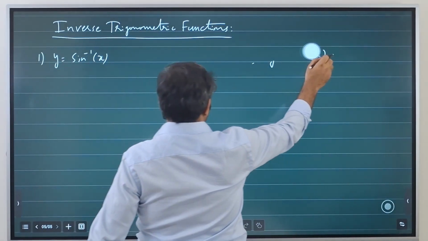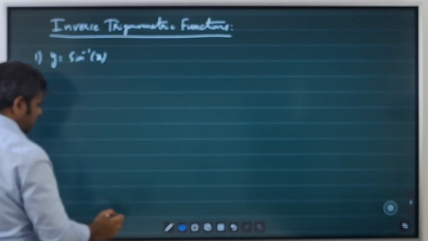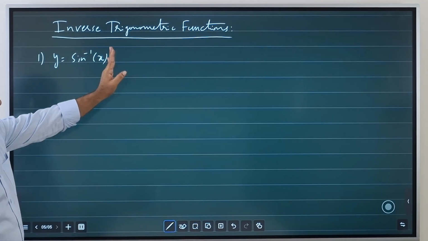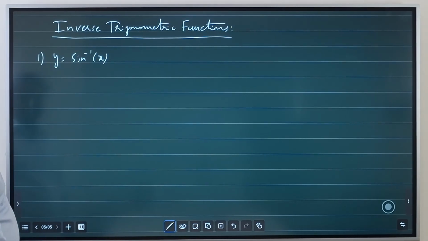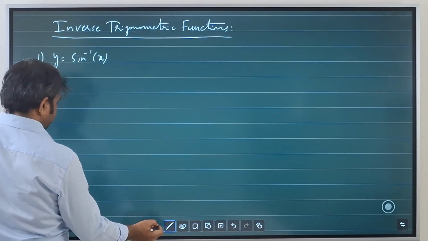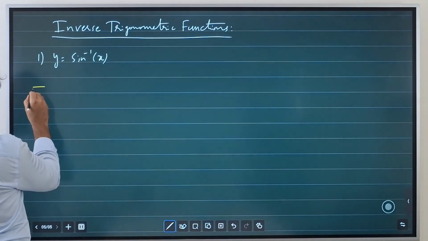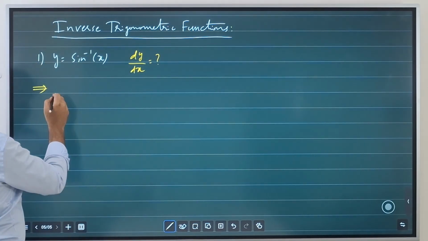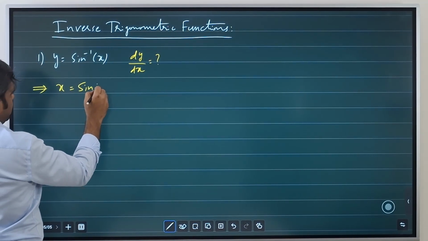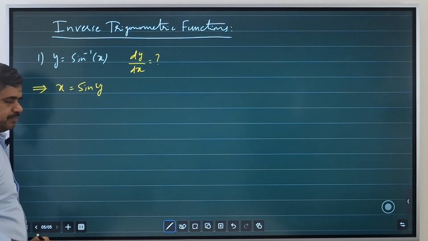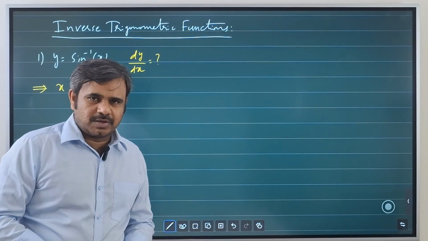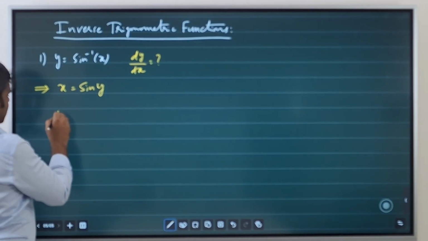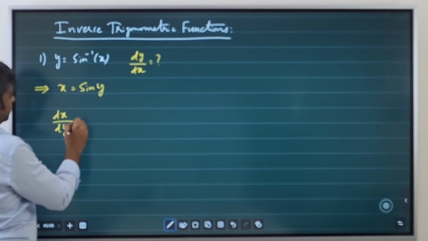Y is equal to sine inverse x. Here y is the angle, x is the ratio of sides. Okay, angle is written as function of ratio of sides. To find dy by dx, what I am going to do is, I am going to write this function as x is equal to sine y. Y is equal to sine inverse of x means x is equal to sine y. And I am going to write down dx by dy.